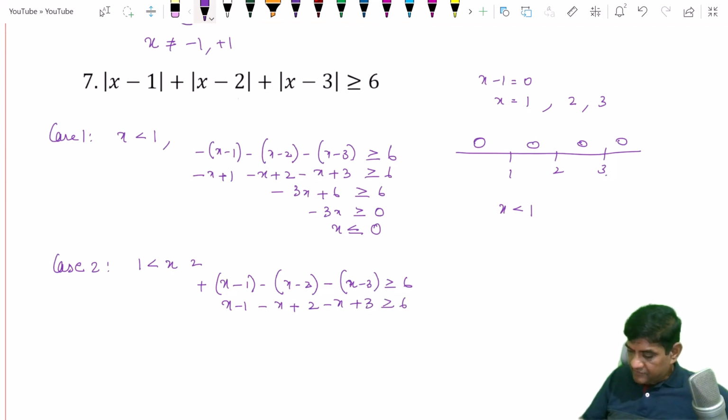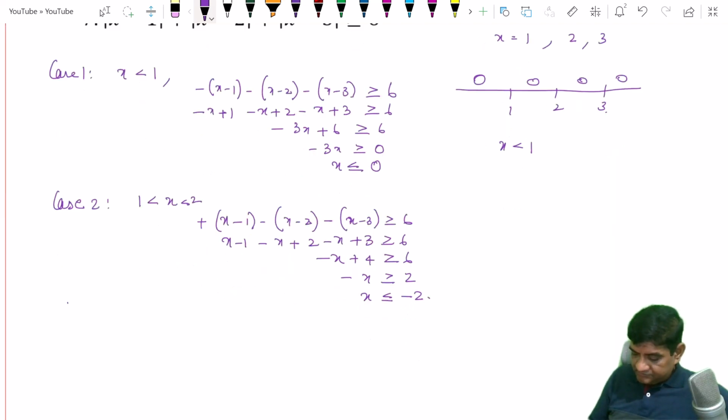Here you're going to have minus x plus 4 is greater than or equal to 6, which means minus x is greater than or equal to 2, which means x is less than or equal to minus 2. Next, case 3.